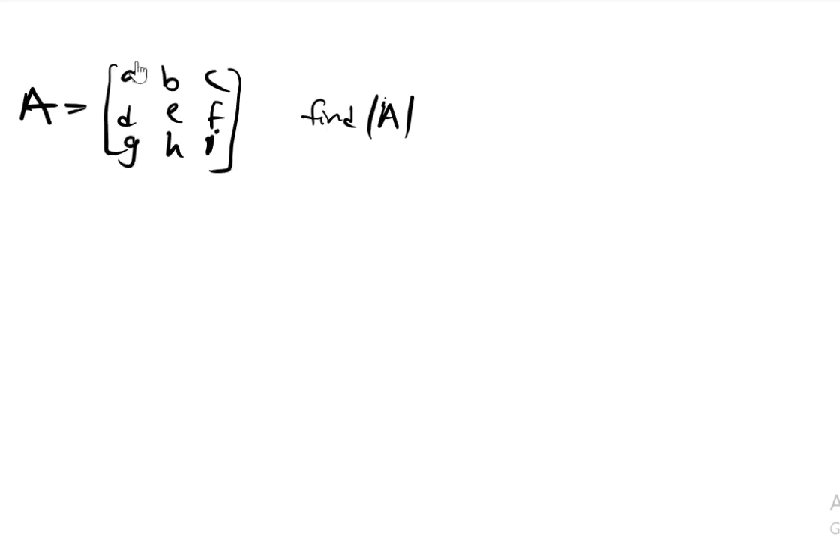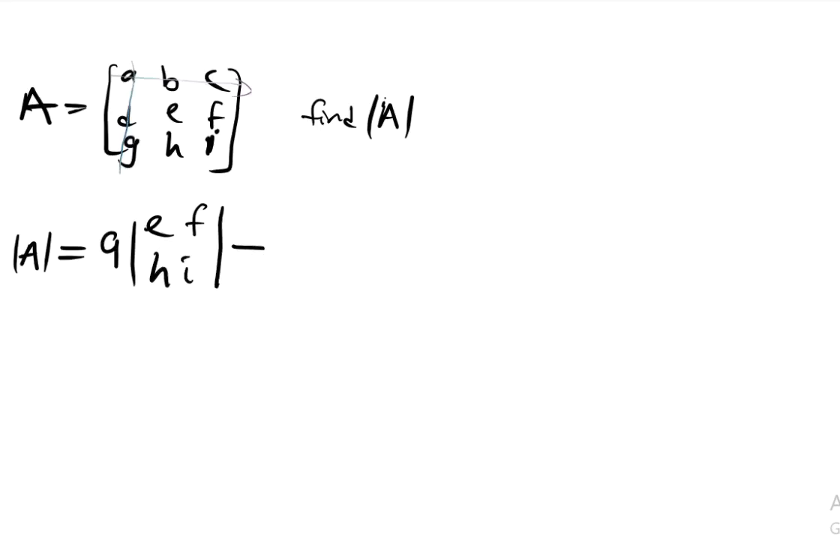The first thing we have to do is to cancel some parts. Let's consider this first row and this column. Where the two lines intersect will be the coefficient. That is, the determinant of A is a into, when we cancel this, we are left with e, f, h, and i, minus.